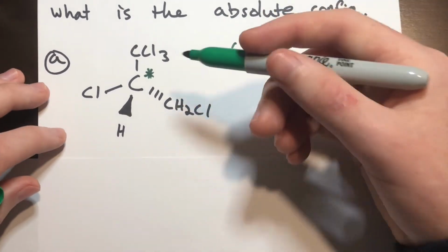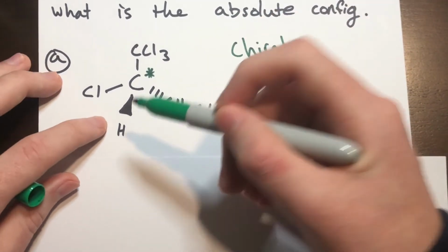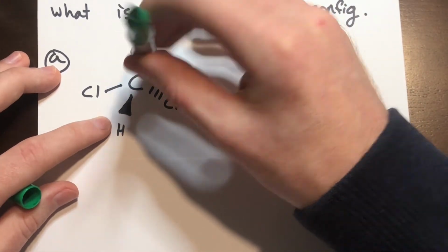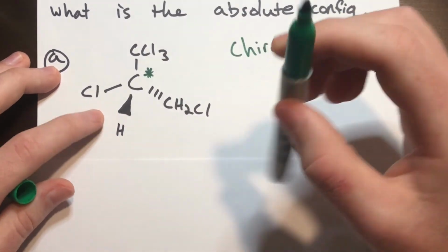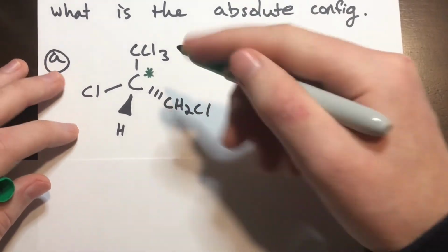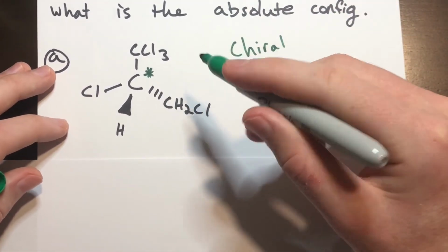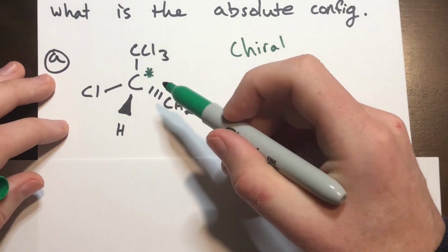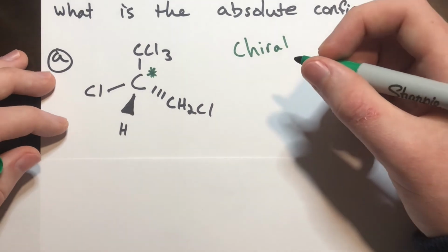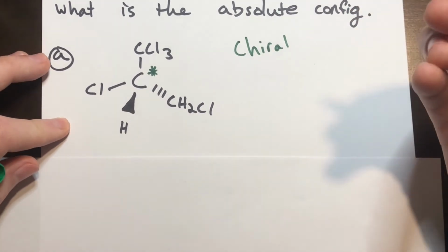So since we're on this topic now, whenever you see a dash, that means that that is coming out of the plane. So this hydrogen is coming out of the plane of the paper, and this dash is going into the plane of the paper. So remember, these molecules have 3-dimensional shapes, so it's not like they're all in the plane like we like to draw them. We use these dashes and wedges to illustrate how they actually exist in 3-dimensional space.